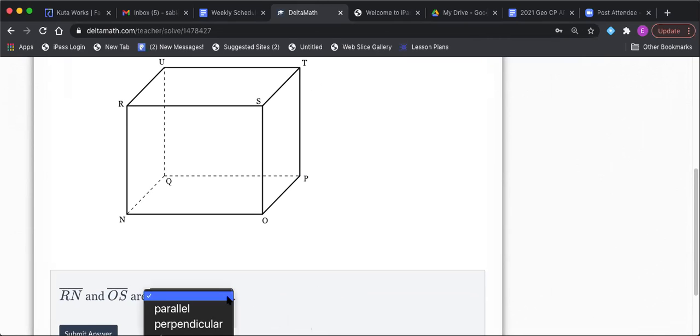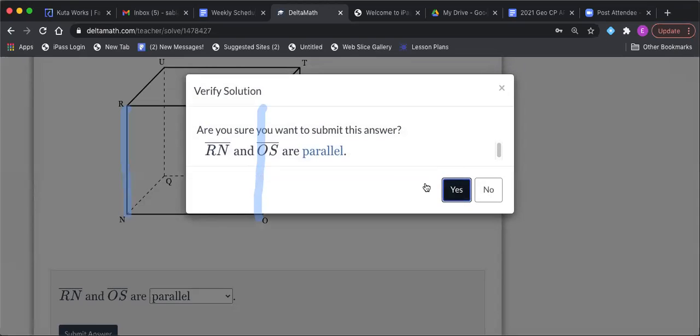It's only parallel, perpendicular, and skew. So what are these two to each other? RN and OS. Let's see who gets this one. Lily is not here, so she can't answer, but Michael can. Michael, what are these two? Parallel. Yes, parallel. Okay.